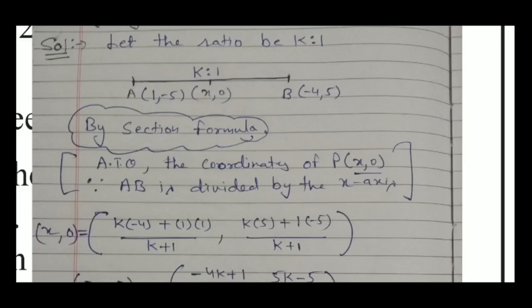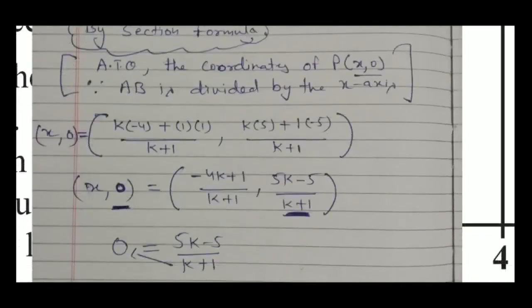On the left hand side, you will write down (x, 0), and on the right hand side, by using the section formula, you will write down the coordinates of point P. After putting the values of A and B and the given ratio, you can see on the right hand side the points are (-4k + 1) upon (k + 1) and (5k - 5) upon (k + 1).